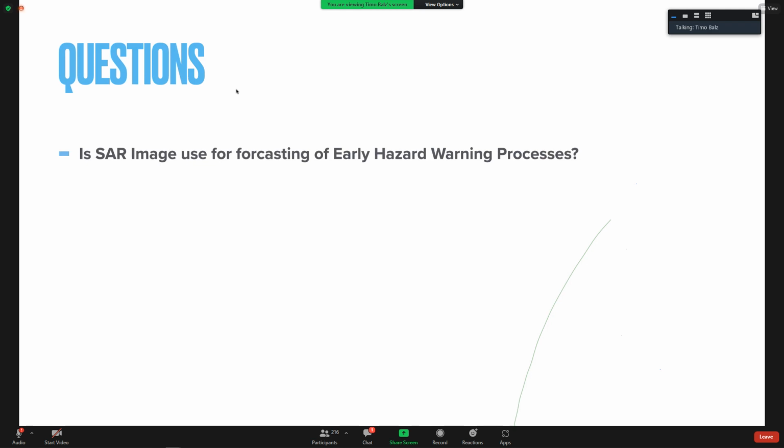Is SAR image used for forecasting of early hazard warning processes? And yes, sure. That is for sure. Early hazard warning is, for example, also a good research question in that sense. Okay. So, yeah, sure. In different fields, certainly, for example, if we talk about motion, then it would be very much in terms of landslides, right? Landslide motion would be a classical case.